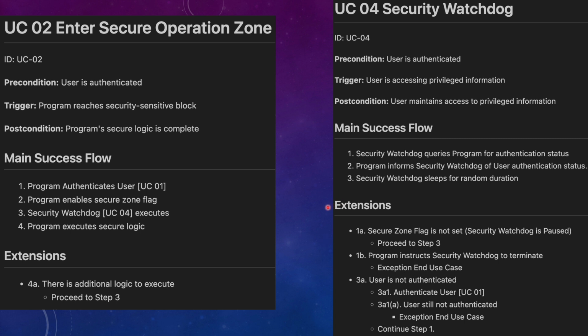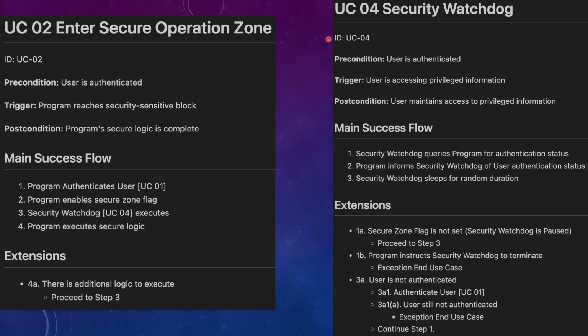Our exceptions, or extensions in this case, include pausing the watchdog in step 1. We may not want to terminate and recreate the watchdog every time we enter a secure zone, so this helps us keep it alive but sleeping. On the other hand, if the program is closing, then we want to have another extension where we terminate it. I chose exception and use case because terminating the watchdog violates the post condition defined in the use case.